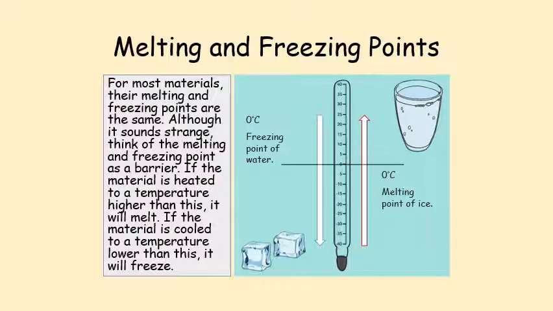So for most materials, their melting and freezing points are the same. Although it sounds strange, think of the melting and freezing point as a barrier. If the material is heated to a temperature that's higher than this, it will melt. If the material is cooled to a temperature lower than this, it will freeze. So on this picture here, we can see ice, because we're looking at water, and then we've got water as a liquid up here, and 0 degrees Celsius is the melting point and the freezing point.